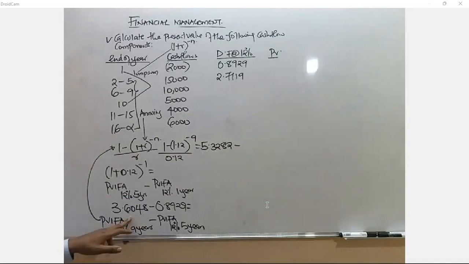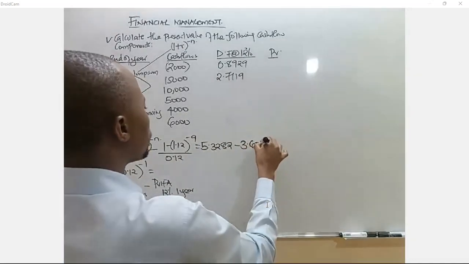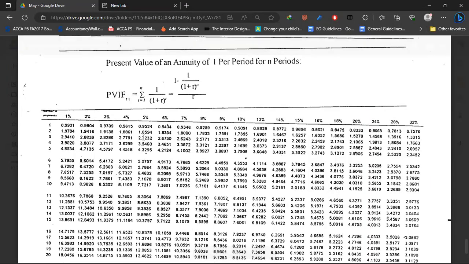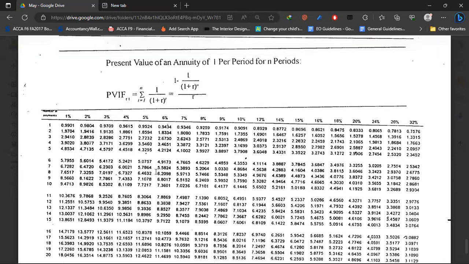Then we subtract for 5 years. I'm not going to be calculating it again because I have already done that. So minus 3.6048. Even if I want to use the table, we were checking for 9, 12%. You can see it is here. You have gotten 5.3282. That is also what you can get using the formula.